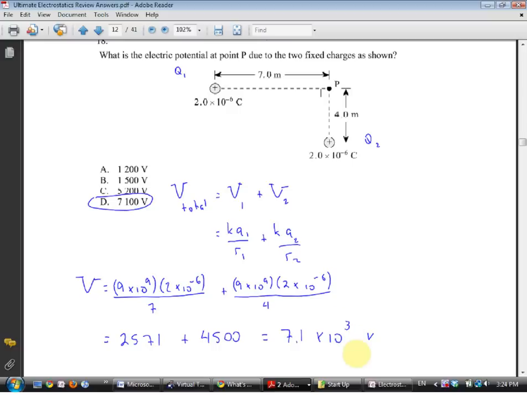Okay. That's why voltage is so nice. It's a tricky concept, but mathematically, it's nice. No trig, no nothing. Conceptually, it's tricky. And yeah, potential, potential difference, voltage, what do they do? I can't change the vocabulary.